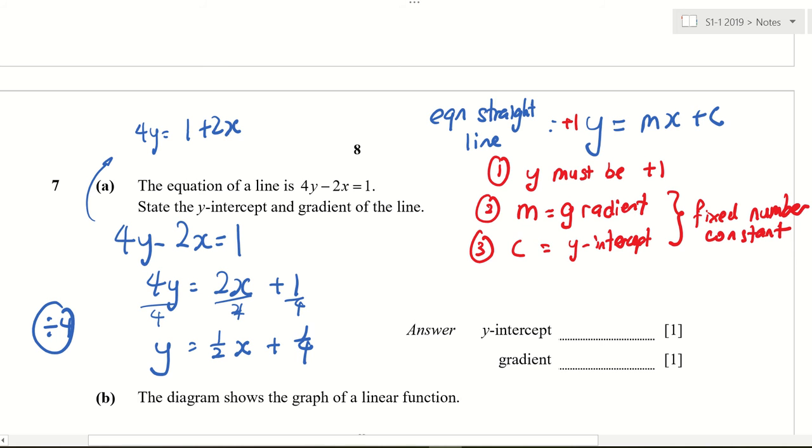Gradient is the number in front of x. So is it half or is it 1/4? Half. So the gradient is just half. And what is my y-intercept? Wrong. Gradient is half. And what is my y-intercept? 1/4. Clear?